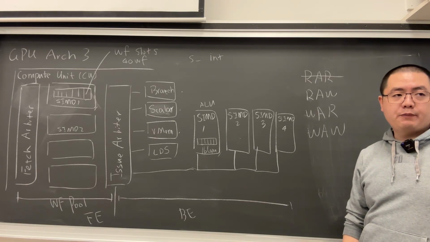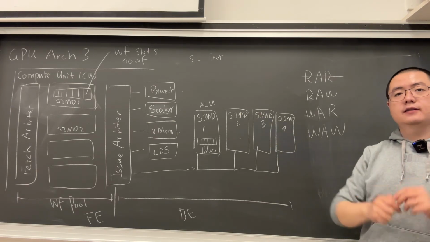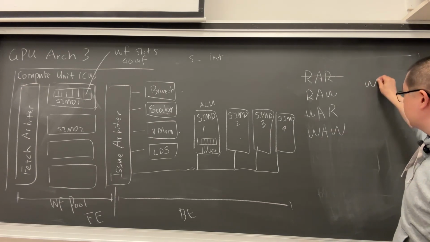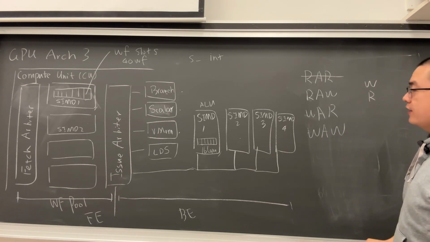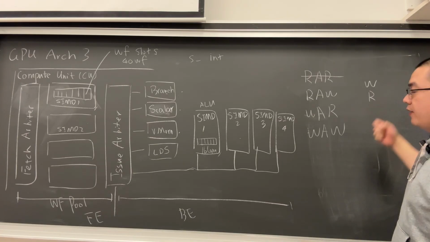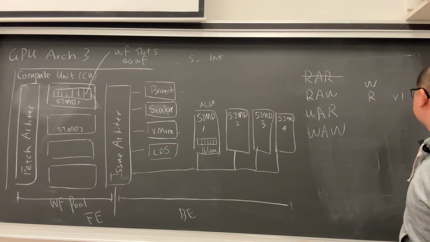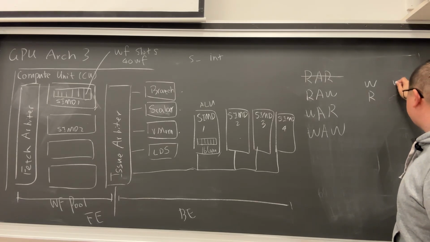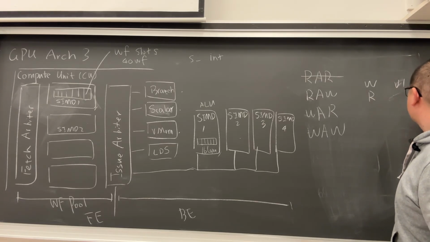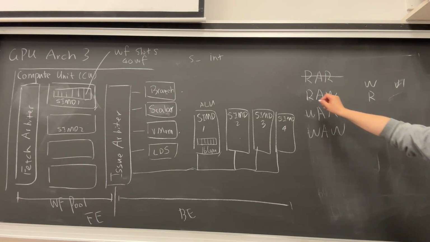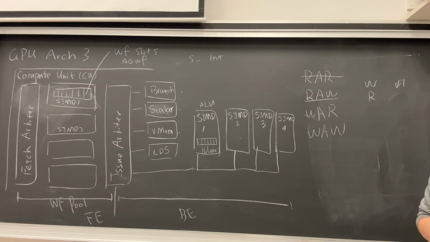Read after write happens when we have a pipeline, right? The first instruction is a write instruction, and the second one is a read instruction that needs to read from that one register. So for example, this is V1, and this one writes into V1, and this one reads from V1. Okay, this is a read after write problem.